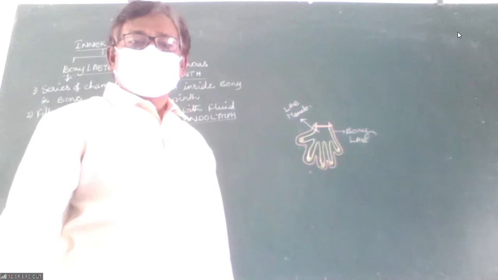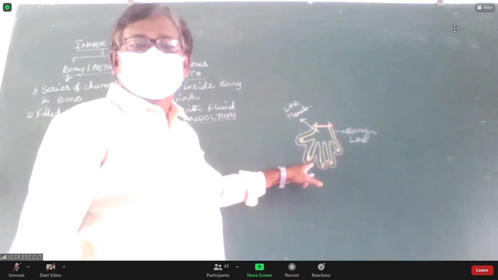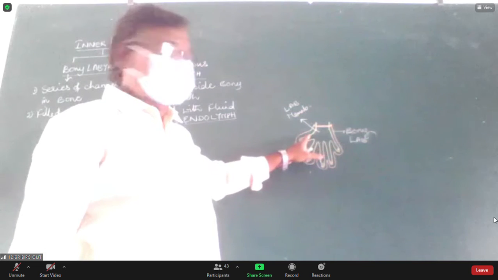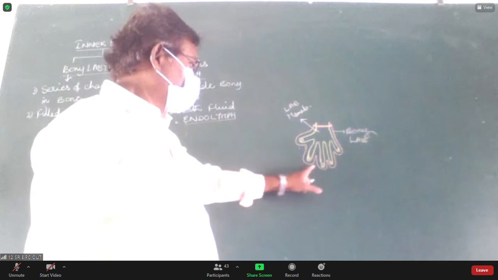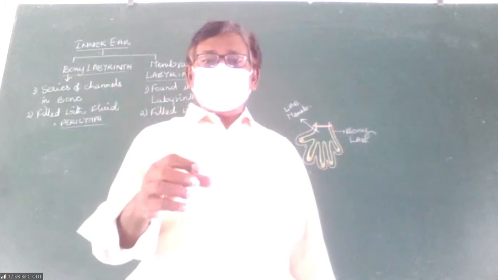Inside is a membranous labyrinth. Understand? So what do you understand by that? You understand that the membranous labyrinth is present inside the bony labyrinth. And the bony labyrinth is a series of channels, just like a cloud, a series of channels inside the bone.